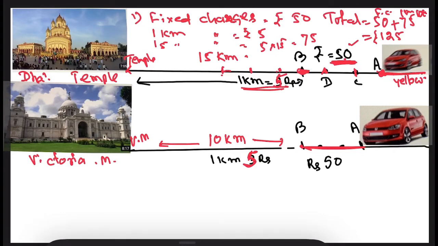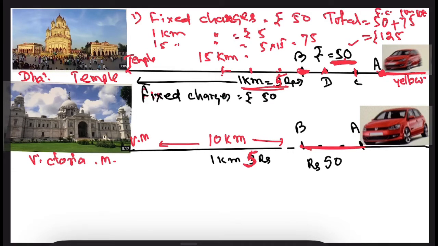This is from here to here 10 kilometer, right? So how much from here to here is 50. 1 kilo fixed charge is how much? Let me do with another. Fixed charges, how much? Rupees 50. Fixed charge will be 50 rupees only.